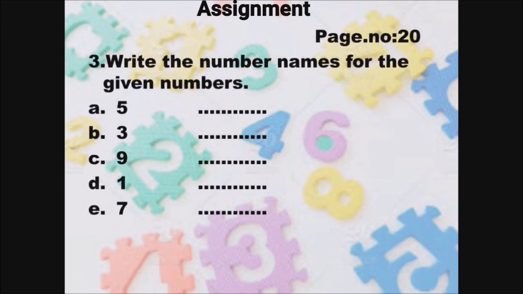And then I have given third sum also in page number 20. Write the number names for the given numbers. So under this you have 5 sums and I have given some numbers. You have to write the number names for the particular numbers. Okay students?